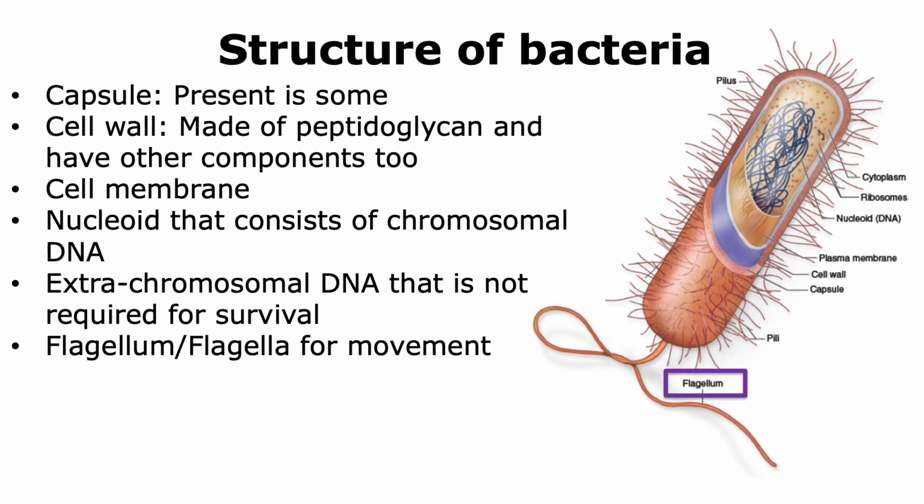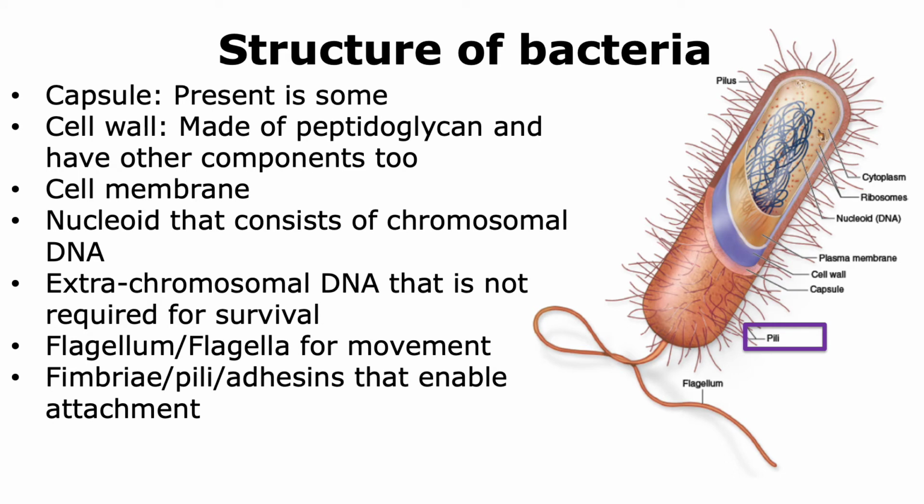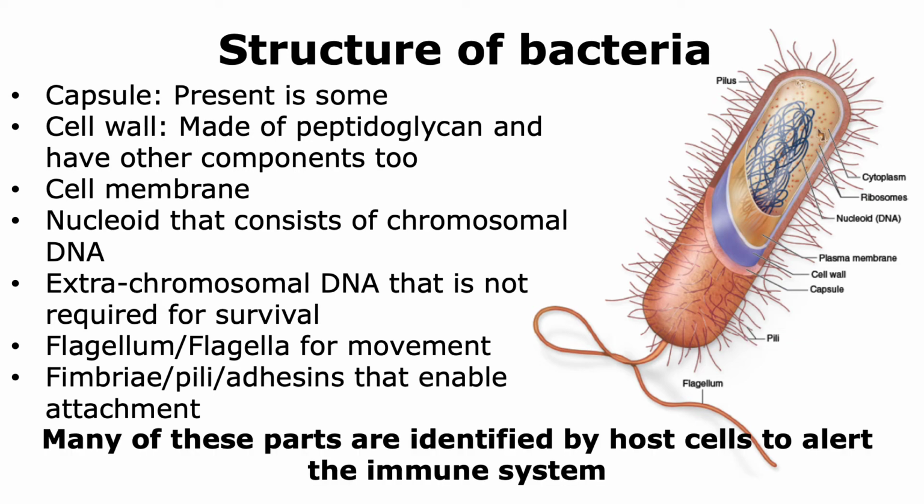Some bacteria have a tail-shaped structure called a flagellum. They can have more than one flagellum, which is flagella, and it helps in the movement of the bacteria. Additionally, they can have these hair-like structures that are called fimbriae or pili or adhesins. And these hair-like structures can help the bacteria to attach to host cells. What should be remembered is that many of these parts listed here are actually identified by host cells to alert the immune system of an impending bacterial infection.